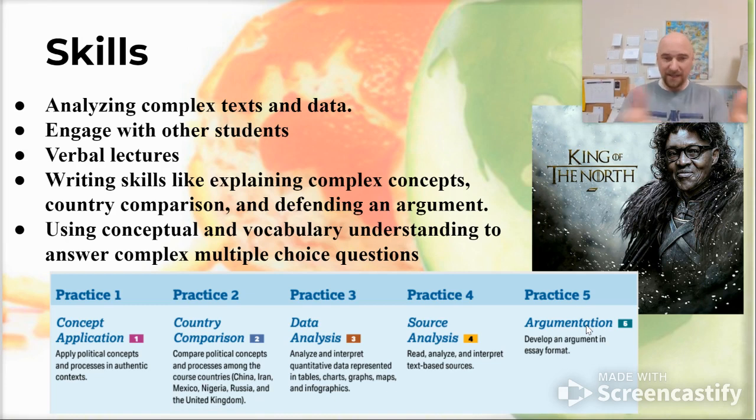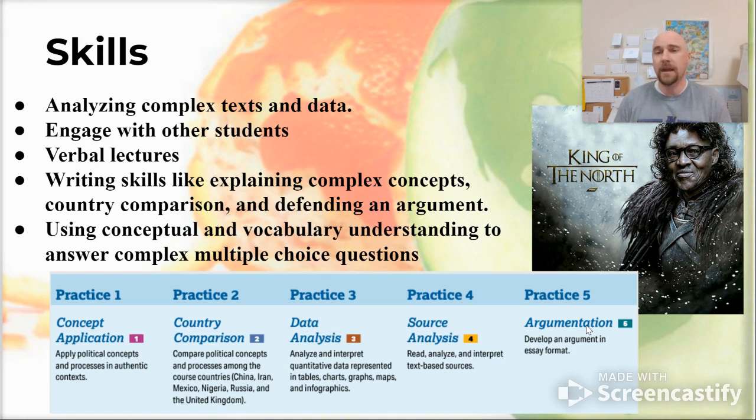What sort of skills? As you can see at the bottom here, these are the five skills that are in the course and exam description: concept application, country comparison, data, source analysis, and argumentation. And that's really what we're going to be pushing throughout the course every single day. We're going to be focusing on one of those skills. A lot of this is going to be engaging with other students rather than just me standing in front.